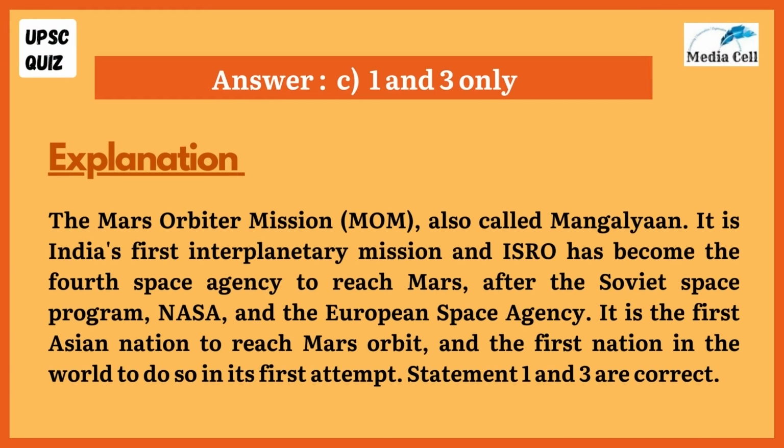The Mars Orbiter mission, also called Mangalyaan, is India's first interplanetary mission. ISRO became the fourth space agency to reach Mars after Soviet Union space program, NASA, and European Space Agency. It is the first Asian nation to reach Mars orbit and the first nation to do so in its very first attempt. Therefore, statement 1 and 3 are correct.